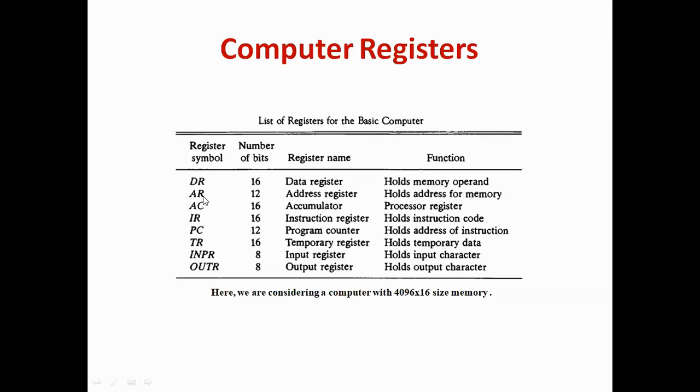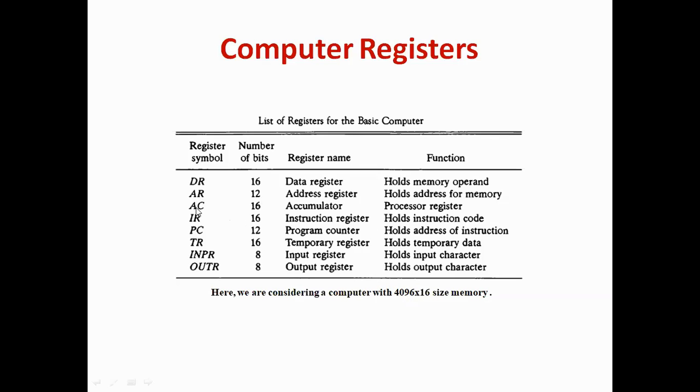Next is AR, which is called the address register. It holds the address of memory. For example, I want to go to a certain address of memory and bring an instruction or an operand from there. That address will be held by the address register, AR. Sometimes it is also called MAR, memory address register. And this obviously will be 12 bits because the address here is 12.